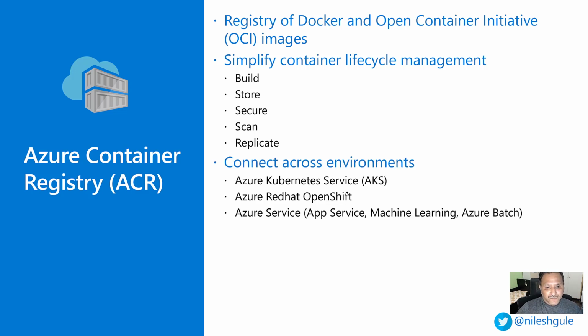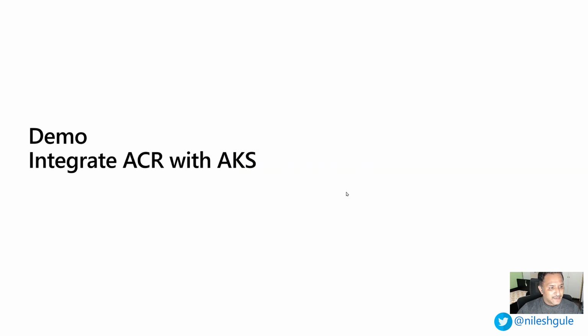This also allows us to connect across different environments. Azure Container Registry has support for AKS, Azure Kubernetes Service. It also integrates with Azure Red Hat OpenShift, which is the OpenShift offering on Azure. We also have support for other services like App Service, Machine Learning, and Azure Batch. All of these can natively integrate with Azure Container Registry, or ACR. So let's get into demo mode and see how we can integrate ACR with AKS.